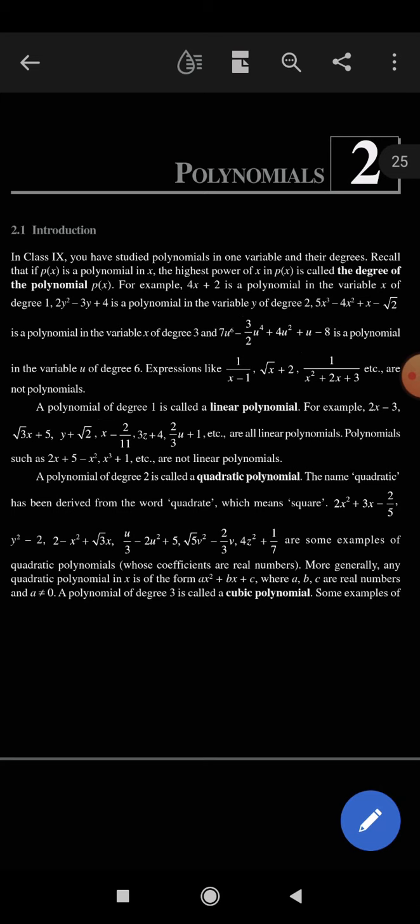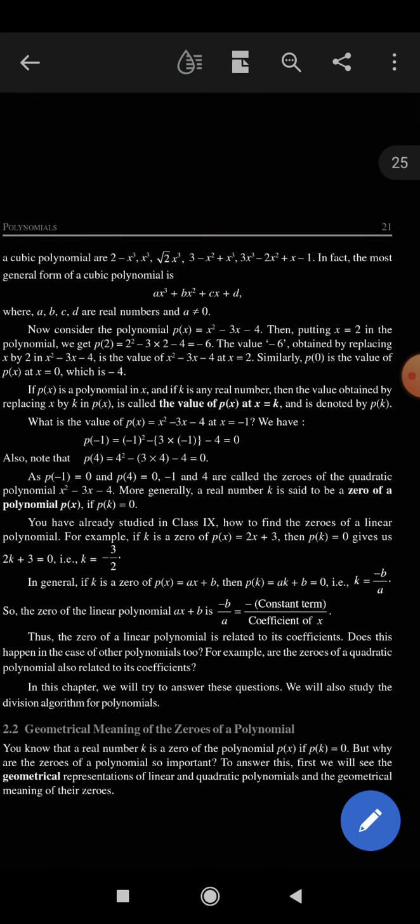The name quadratic has been derived from the word quadrate, which means square. 2x² + 3x − 2/5, y² − 2, 2 − x² + √3x, u/3 − 2u² + 5, √5v² − 2/3v, 4z² + 1/7 are some examples of quadratic polynomials whose coefficients are real numbers. More generally, any quadratic polynomial in x is of the form ax² + bx + c, where a, b, c are real numbers and a ≠ 0.